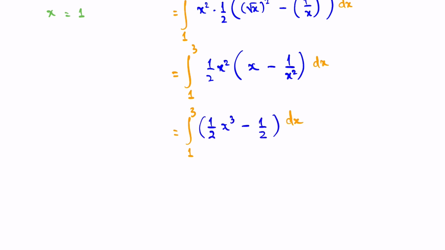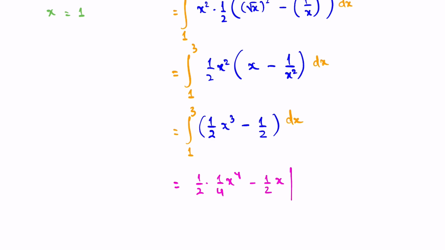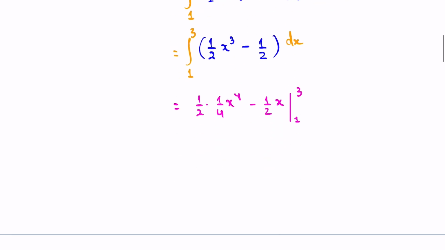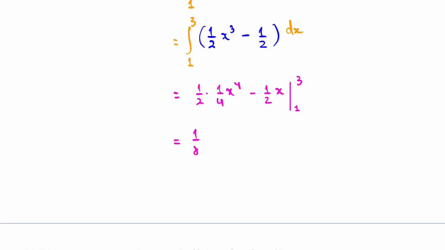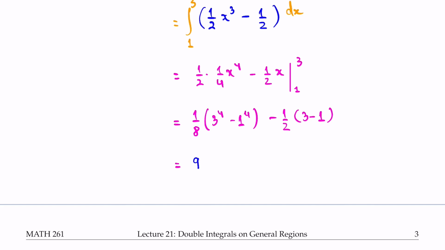And we're going to integrate this function with respect to x. This is a function in terms of x only, and therefore we get 1/2 times 1 over 4 times x to the 4th minus 1/2 x, evaluated at 1 and 3. So you get 1 over 8 times 3 to the 4th minus 1 to the 4th, minus 1/2 times 3 minus 1. And if we do the calculations correctly, this is going to be equal to 9.